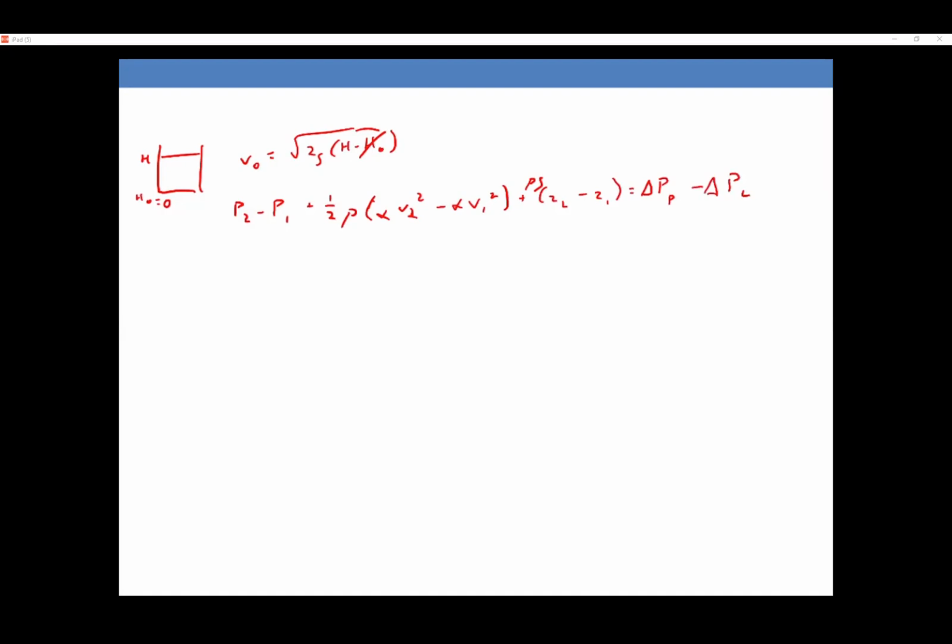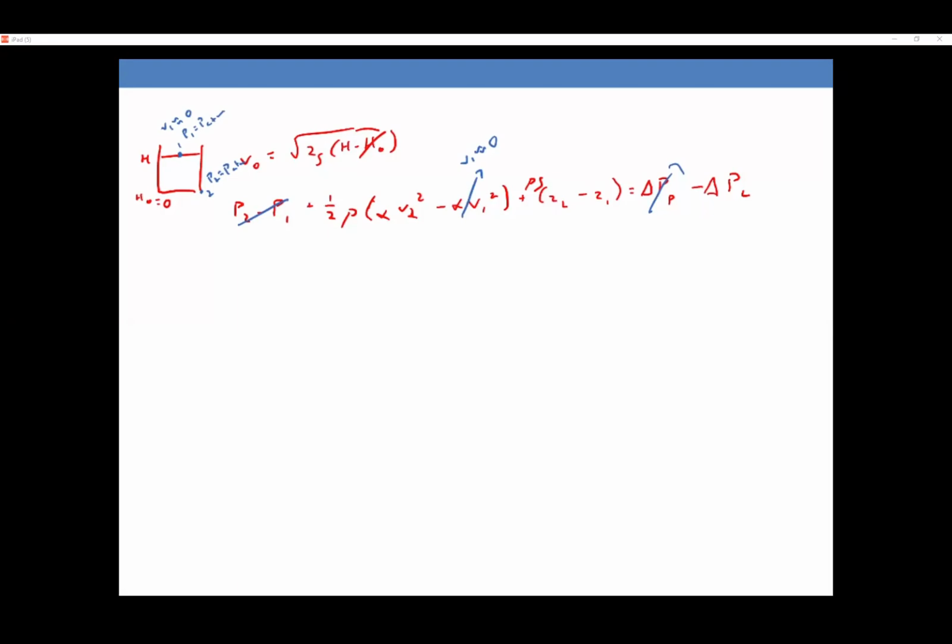All right, so obviously there's no pump here, so that just goes away. I said we're going to assume P1 is about 0. P2 minus P1, why does that go away? They're both atmospheric. Both atmospheric. Okay.